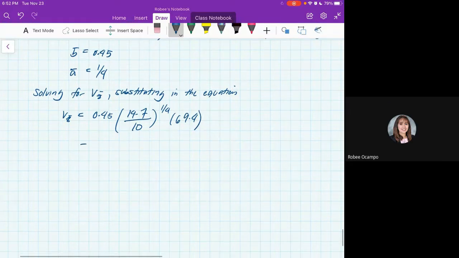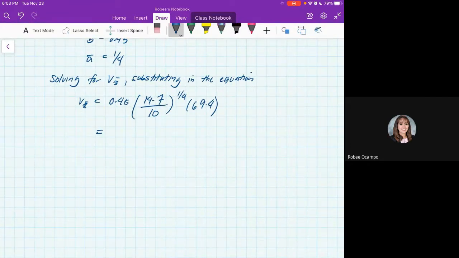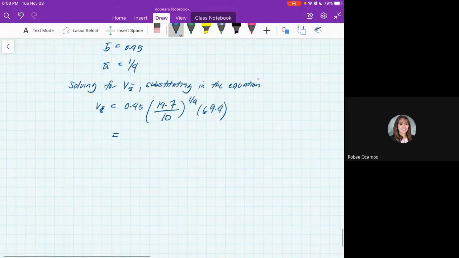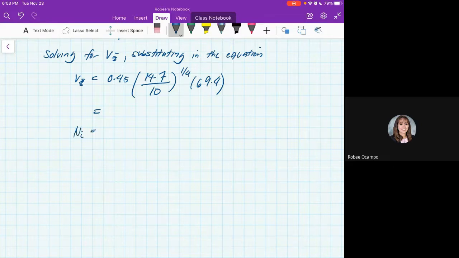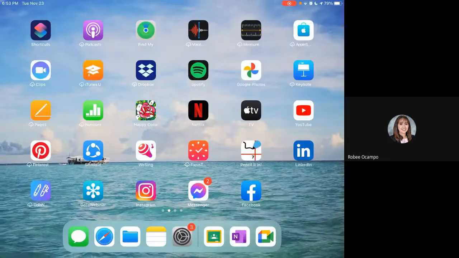So, how much is this? Okay, I'll call on someone later. Just one person to answer for the value of V sub Z bar and the value of our Ni. Okay. Now, our Ni, or N sub I, is N sub 1 times L sub Z bar over V sub Z bar, which is 0.952 times 110.906 over whatever the value of our V sub Z bar will be. So, what is the value of our V sub Z bar first?